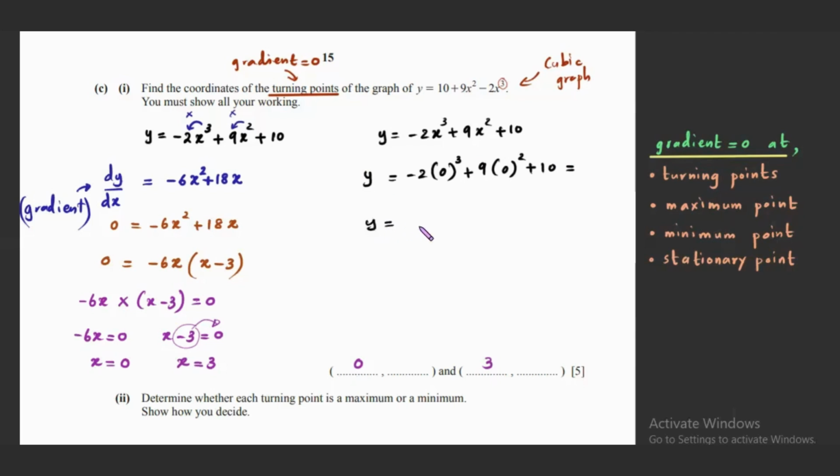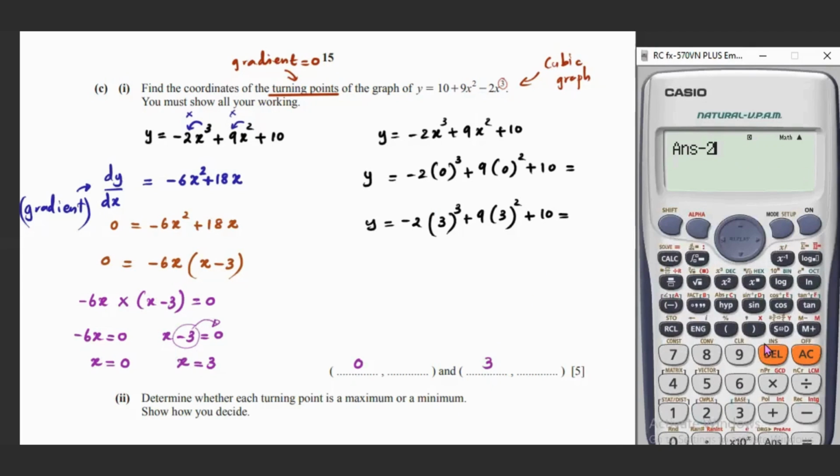At the same time, the other y value will be when we substitute the value of x with 3. So it's going to be minus 2 times 3 cubed plus 9 times 3 squared plus 10. We are going to put this in the calculator and see what we get as the values for y. So it will be minus 2 bracket 0 cubed, and then I need to add 9 times 0 squared, because anyway it will be 0, but I'm going to just put it the same way as it is, plus 10.